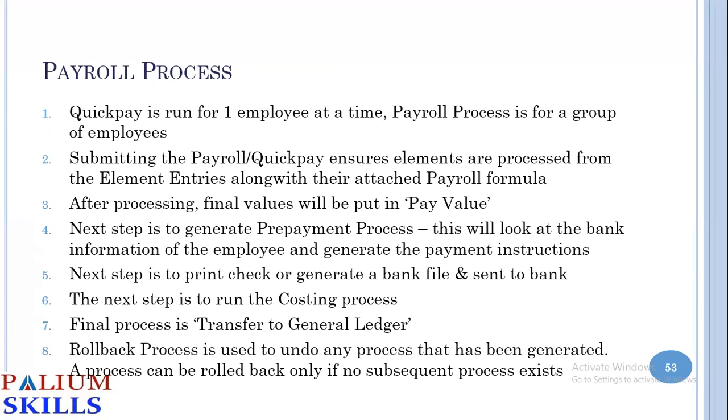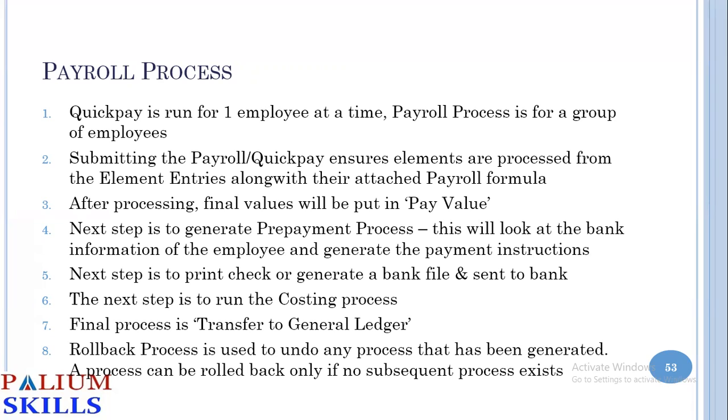The next step is to generate the prepayment process that will look at the bank information of the employee and generate the payment instructions. They can ask you the sequence in an interview. The next step is to print check or generate a bank file and send to bank. After that, we run the costing process. Then we do the final process called transfer to GL.